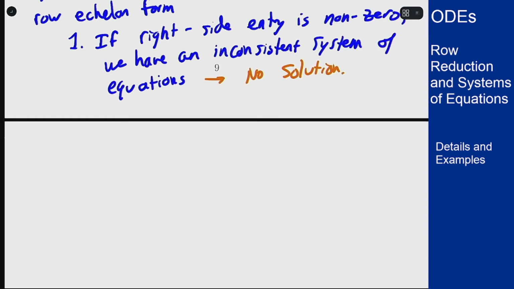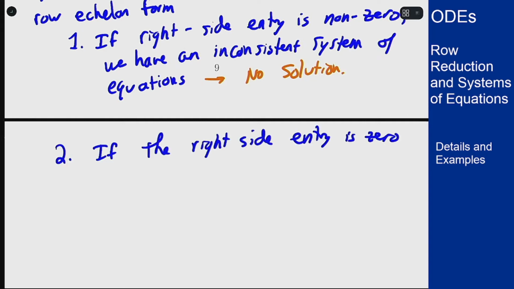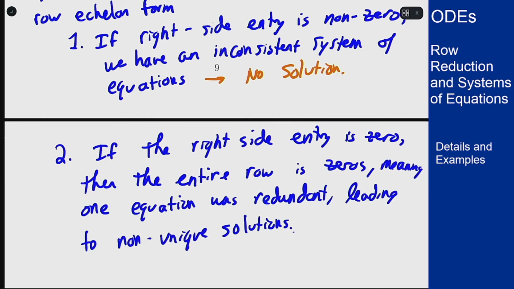The other option is if the right-hand side is 0. Well, in that case, this entire row is all zeros, which means one of the equations was redundant, which is likely to lead to non-unique solutions, assuming we started with the same number of variables and equations. And how can we write out these non-unique solutions? We'll want to look for columns in this augmented matrix which correspond to variables that are non-pivot columns.